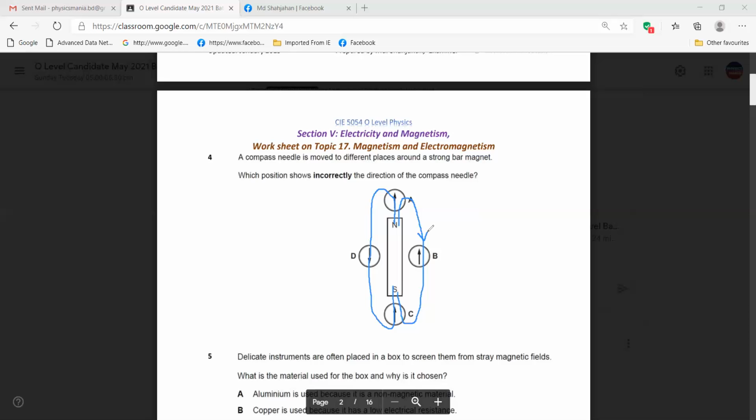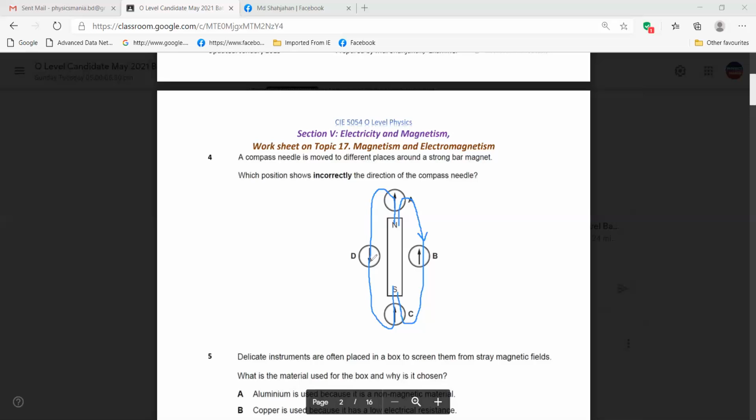Sir, why is Dhaka actually not correct? Shouldn't it be towards the North Pole? Look, we are going from north to south, right? So while we are going, the direction of field is like this. That's why the arrow should be towards this direction. Is it clear?